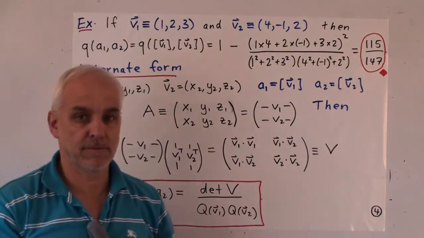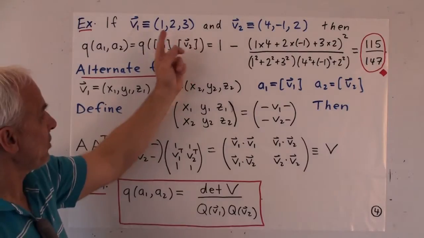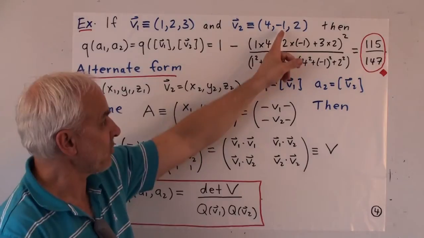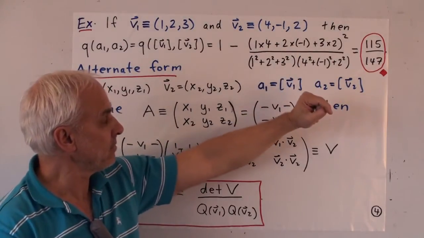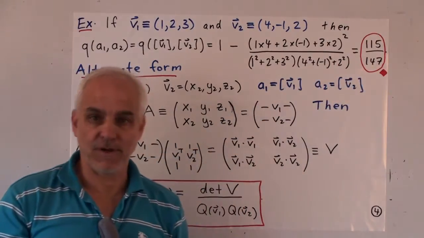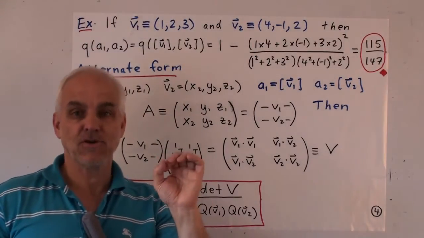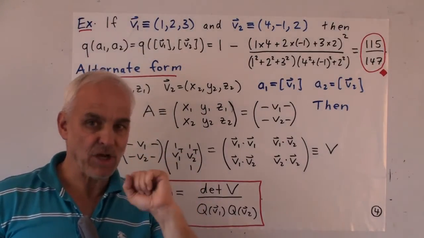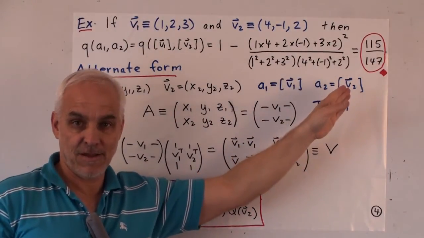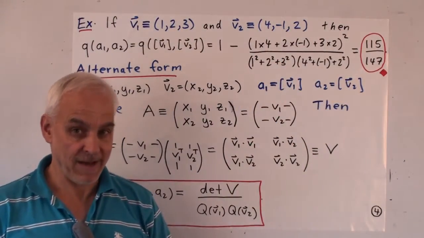That would be 8 squared, which is 64. Divided by the quadrance of this vector, which is 1 squared plus 2 squared plus 3 squared, times the quadrance of this vector, which is 4 squared plus minus 1 squared plus 2 squared. And we work that out, and we get 115 over 147. We get, as we want, a correct answer, which doesn't involve any irrationalities, and which we can write down completely without any fussing, without any waffling about infinite this or infinite that.